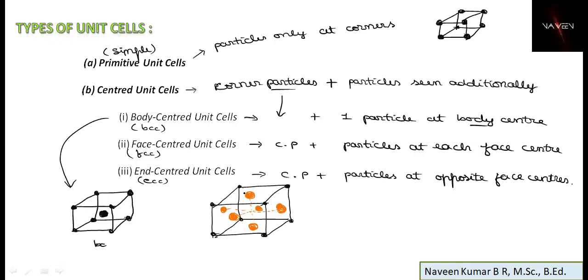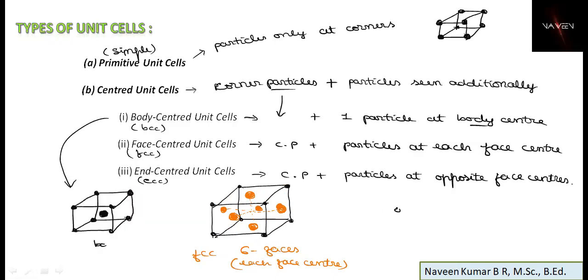A three-dimensional arrangement you try to remember. So this is above plane, below plane. So front side, rear side, and the side faces, like that you remember. In each face you are going to see there are 6 faces in a unit cell, and a particle is seen at each face center. At each face center, you are going to observe an additional particle. Now this will be forming FCC, the face centered unit cell.